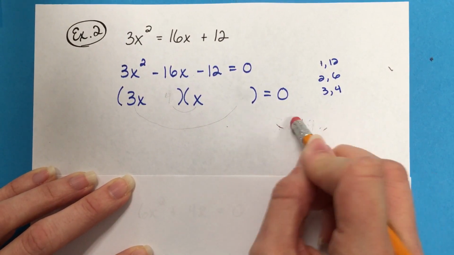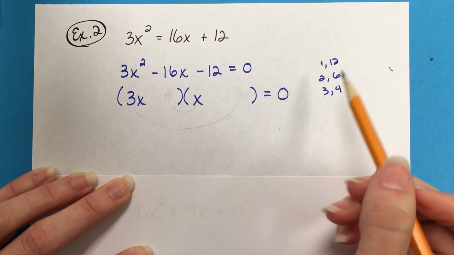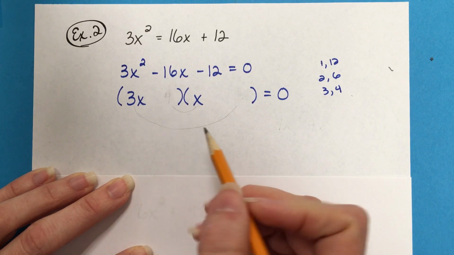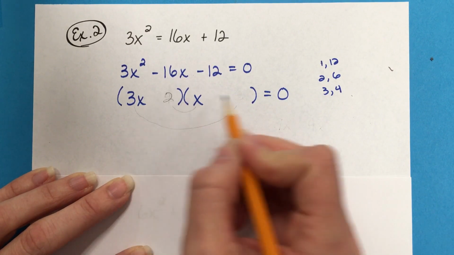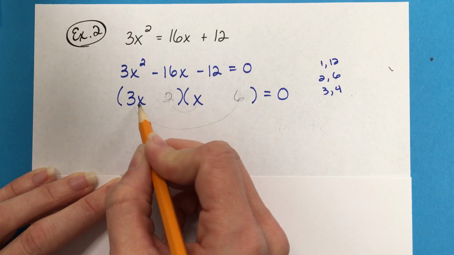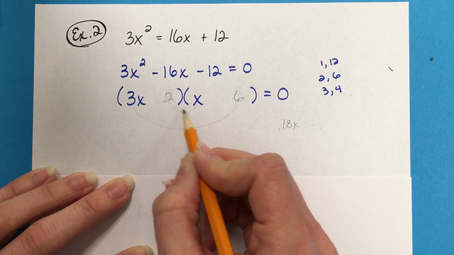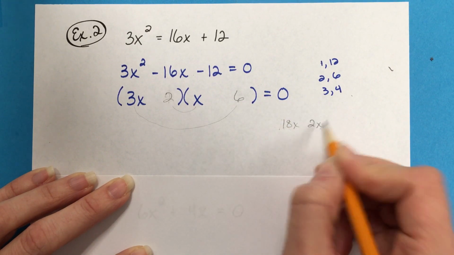Okay, so now let's try the 2 and the 6. But you don't want to put the 6 and the 3 together because they have a factor in common. So I'm going to put the 2 here and put the 6 here. So now if I multiply these two together, I get 18. And I multiply these two together, I get a 2x.